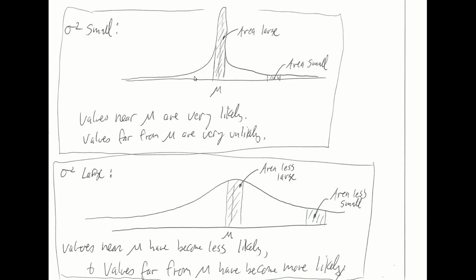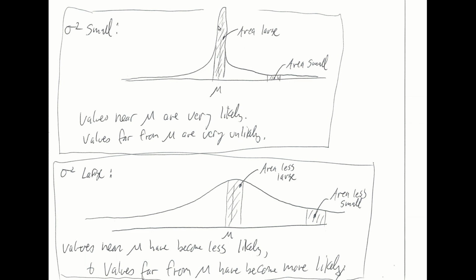My pictures are not great. Imagine that it's symmetric. These bell curves are all perfectly symmetric. I don't mean for it to be wonky on one side or the other. So imagine symmetry. The idea here is that for it to be low variance, that means that you do not expect to see values that are very far from the mean. The only values that are likely for this random variable are the values that are very close to the mean.